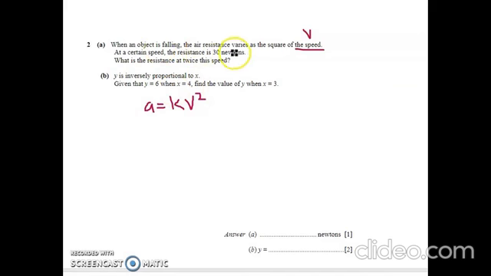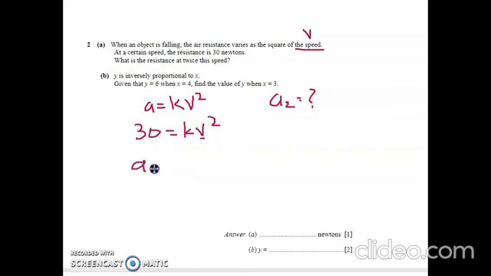Okay, at a certain speed the resistance is 30 newtons. Now we don't know the speed, we just know that the resistance is 30 newtons. What is the resistance at twice this speed? Now, let's say A2, because for twice the speed, we need to find that resistance. We don't even know that speed. We just know twice this speed. Right now, when the resistance was 30, the speed was V. So twice of V will be 2V.